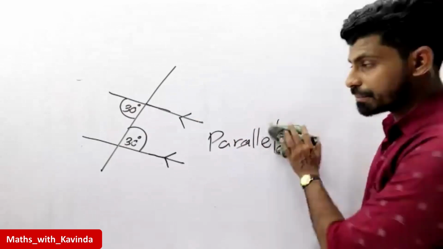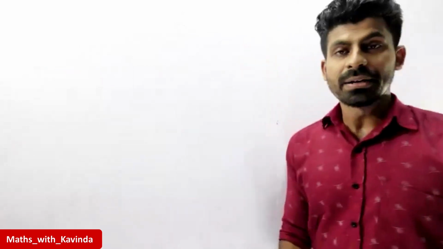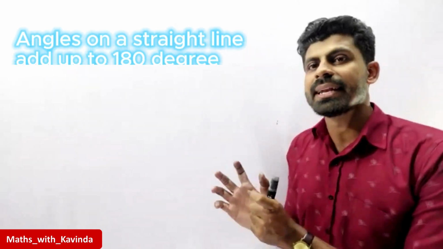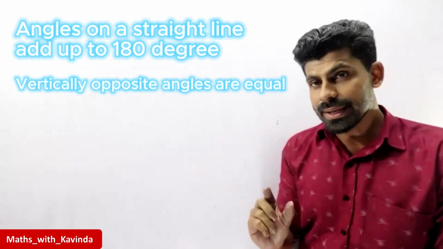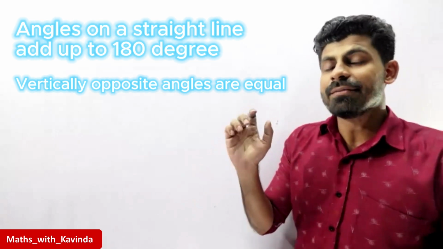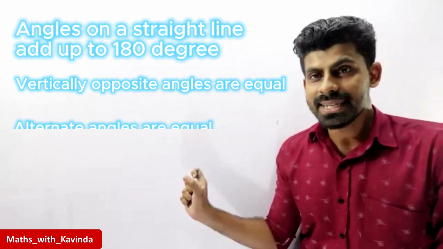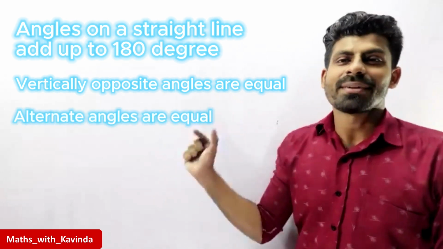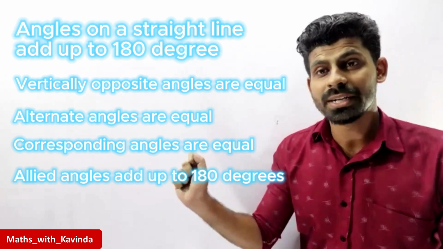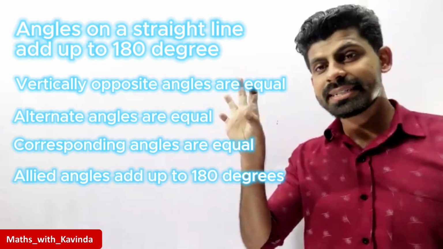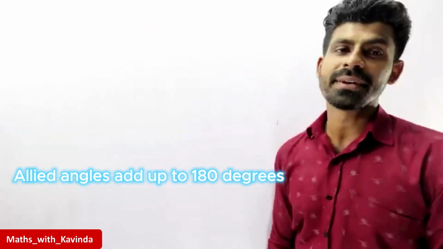Basically, what are the theorems we have learned so far? Let's recall. Angles on a straight line add up to 180. Vertically opposite angles are equal. When you are talking about parallel lines with one transversal, alternate angles are equal, corresponding angles are equal, and allied angles add up to 180. So a pair of allied angles equals 180.